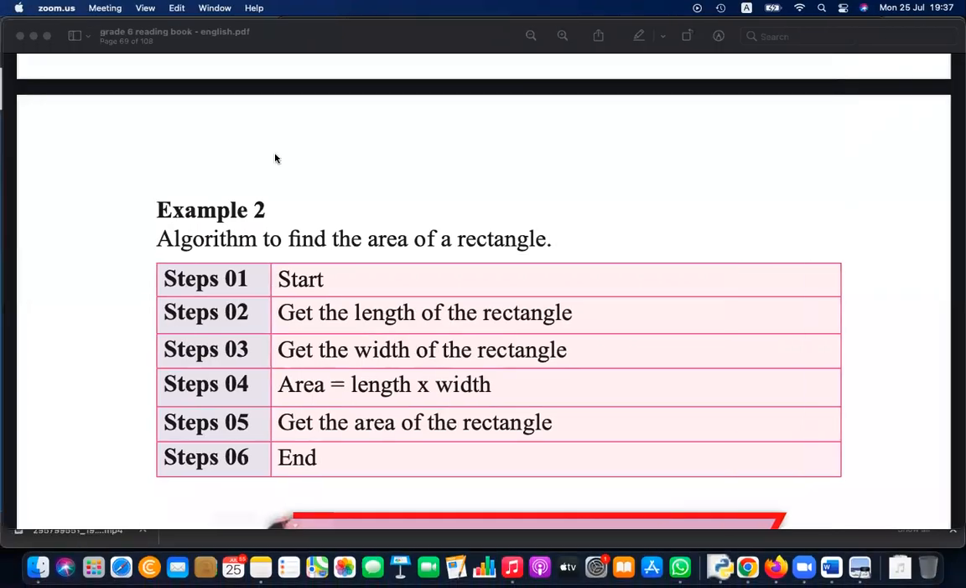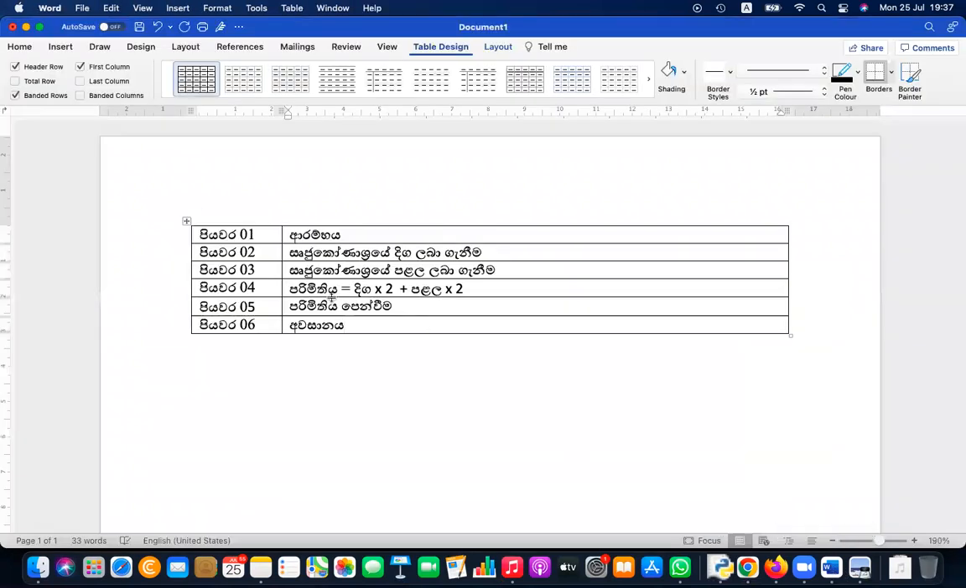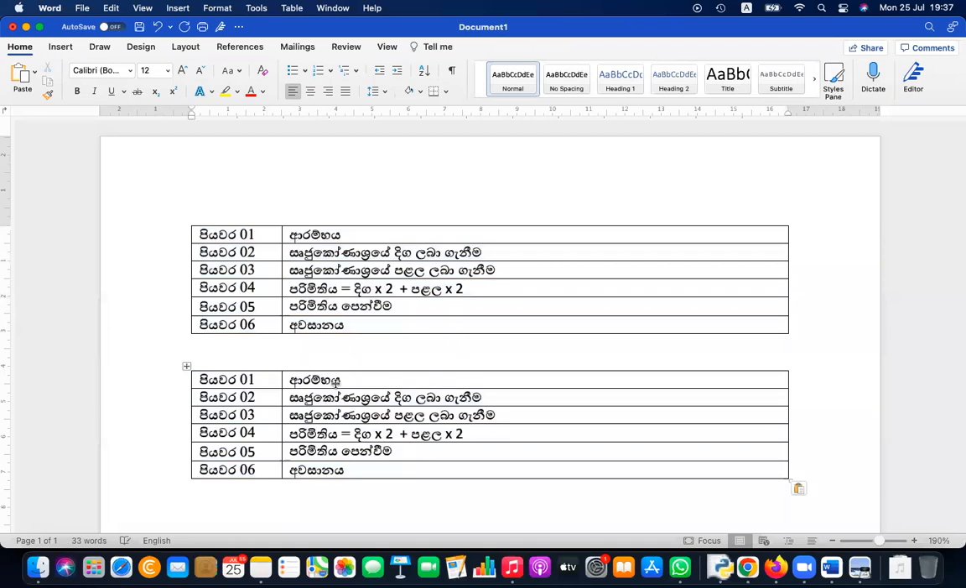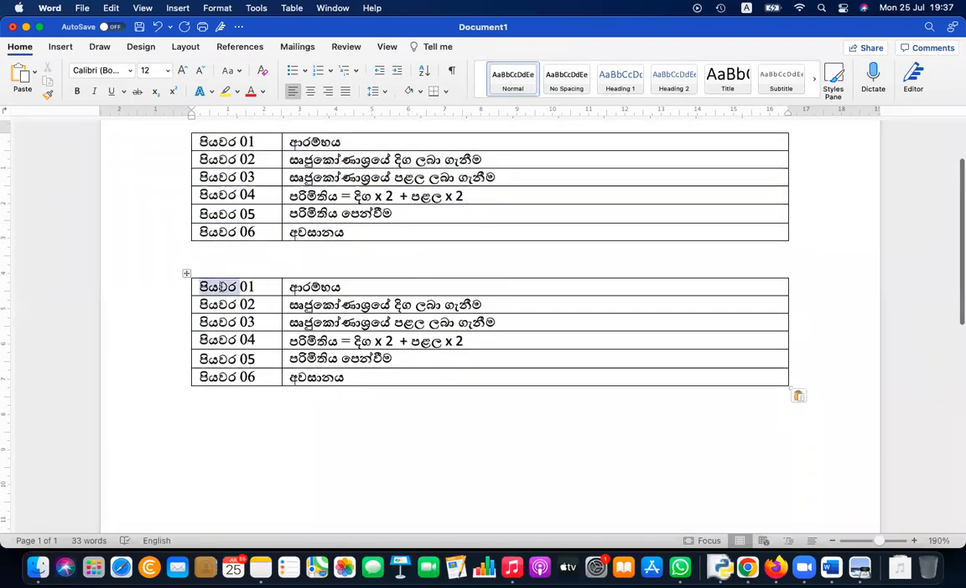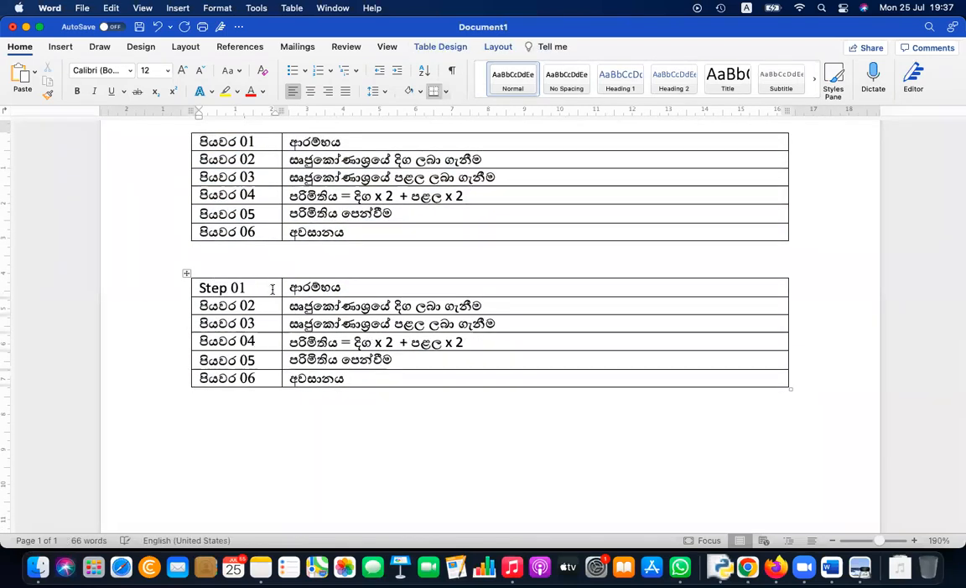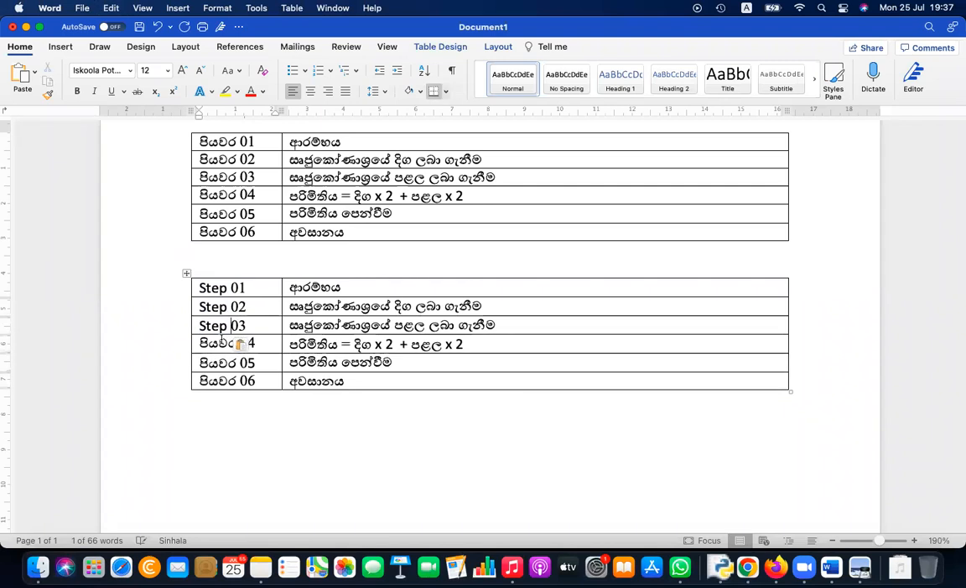Okay, I hope that you have done. So let me write the steps very quickly. You can write this in a table. Step 01, step 02, step 03. Likewise, you can write all the steps. The first is start, that is a must, and end, or stop, is a must.